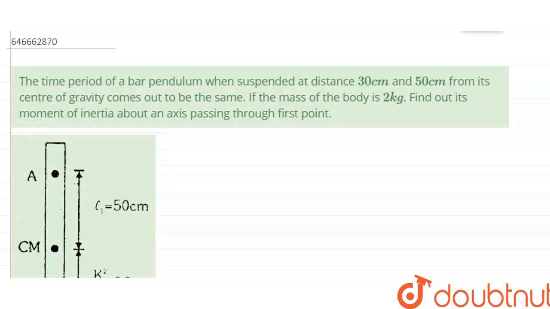Hello everyone. So the question is: the time period of a bar pendulum when suspended at distances 30 cm and 50 cm from its center of gravity comes out to be the same. If the mass of the body is 2 kg, find out its moment of inertia about an axis passing through the first point.